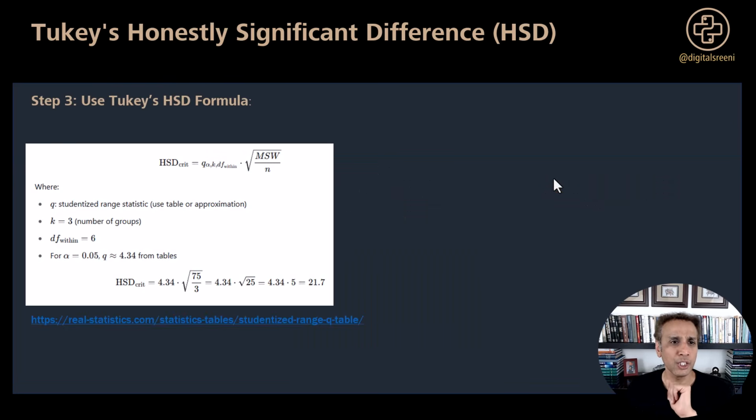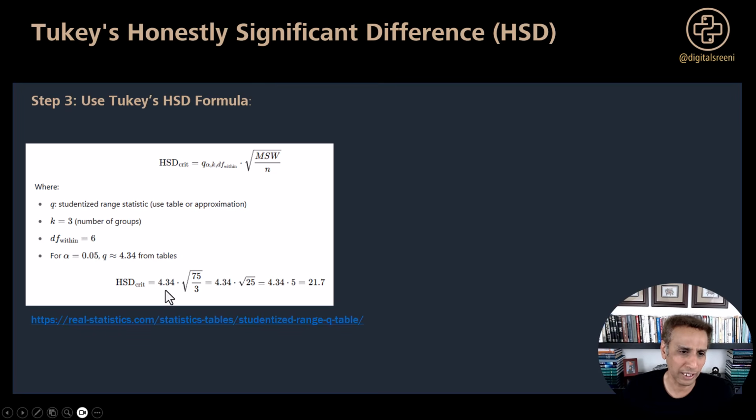Step 3 is use the HSD formula, which is Q multiplied by the square root of MSW over N. Q is the studentized range statistic. What the heck does that mean? We'll get to that in a second. And MSW, we know what that is. N, we know what that is. We have 3 data points, right? So 3. MSW is 75.